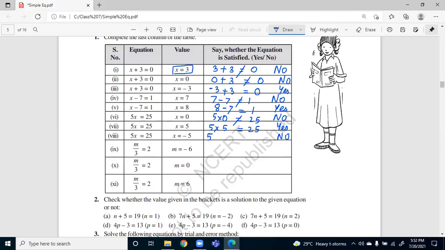Ma'am, because if we multiply 5 into minus 5, it will be minus 25. You are correct. Good. Rakshita, ninth part.